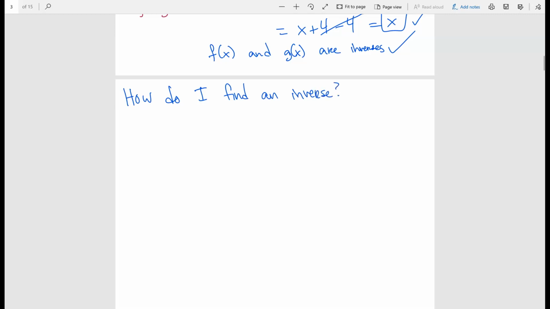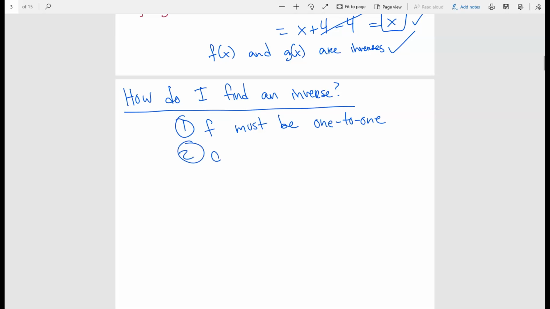So if I know that an inverse exists, how do I find it? Okay, so the way that you find an inverse is the following. The first thing that you gotta check is that f must be 1 to 1. That's the first thing that you gotta check. If it's not 1 to 1, we are done. There's no inverse that exists.